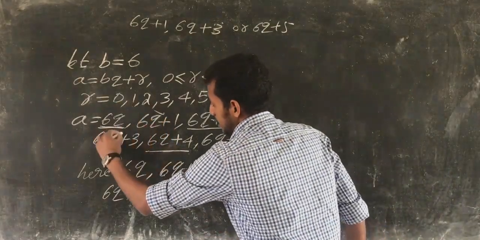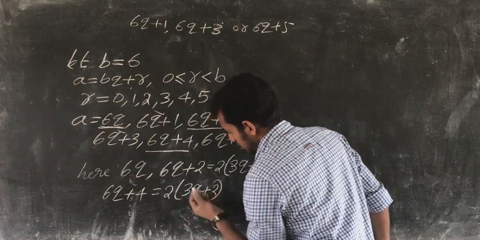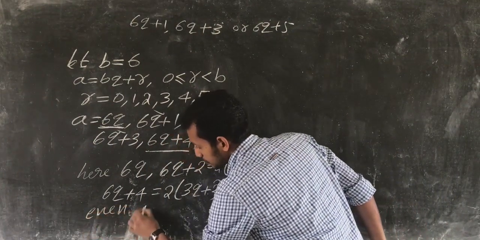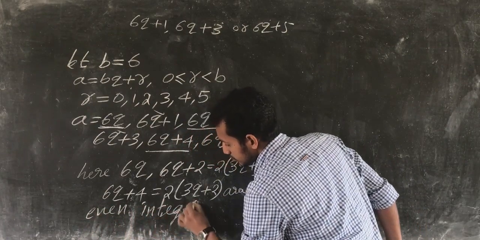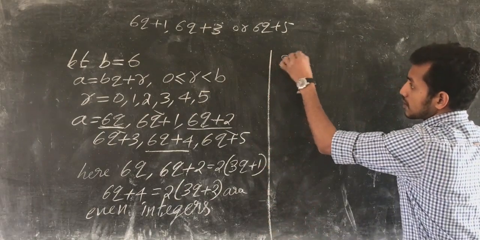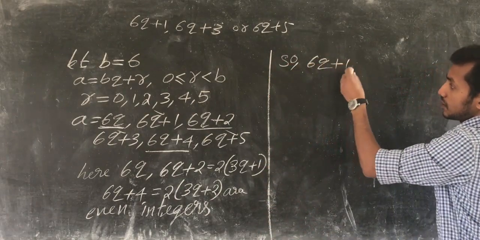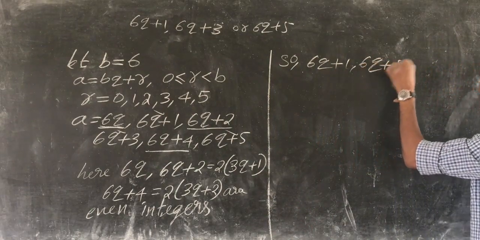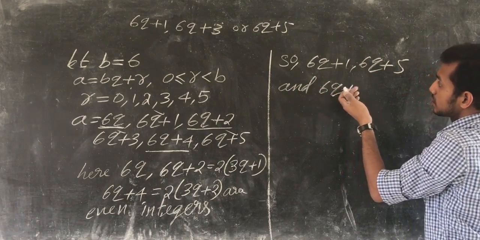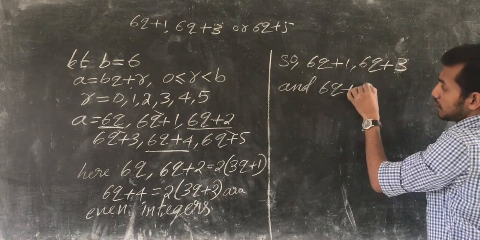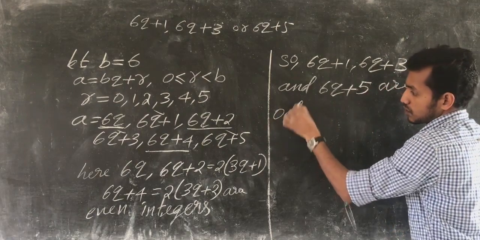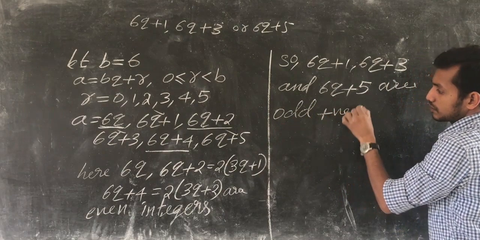Then what are the remaining integers? Let's write it. These are even integers. So 6q plus 1, 6q plus 3 and 6q plus 5 are odd positive integers.